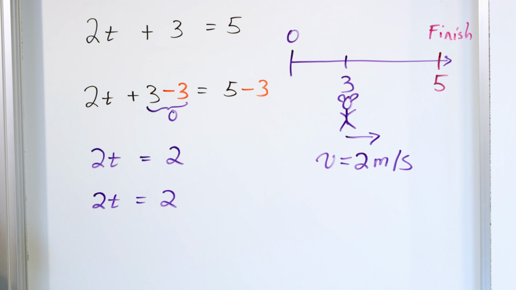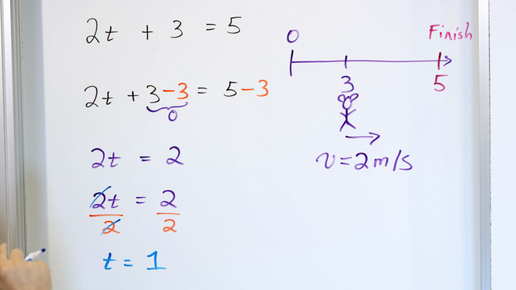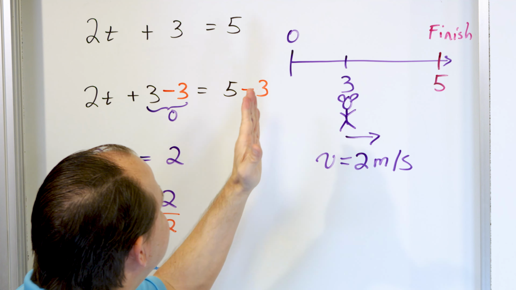We're multiplying by 2, right? So to undo that multiplication, we're going to divide by 2 on both sides. And we know when we divide like this, the 2's are going to cancel. We've done that many times in the last lesson. We only have a t left over. 2 divided by 2 is 1. And what are we solving for? Time. 1 second.